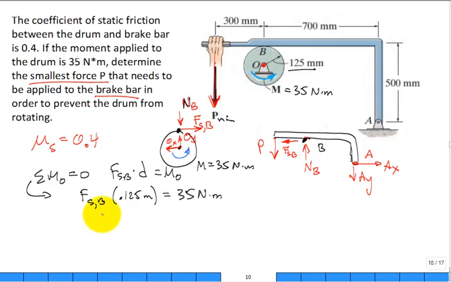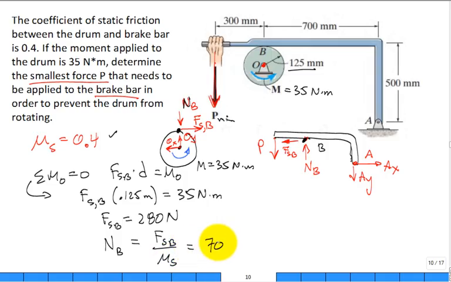What's the only unknown in this equation? Guess what FSB is? 280 newtons, true? All right, so now we know what that FSB is. We know the coefficient of static friction. What does N sub B need to be? From our friction equation, FSB divided by mu sub S at B comes in at 700 newtons. So the load on that lever arm needs to create a normal force at B of 700 newtons. You can come over now to the lever arm free body diagram.